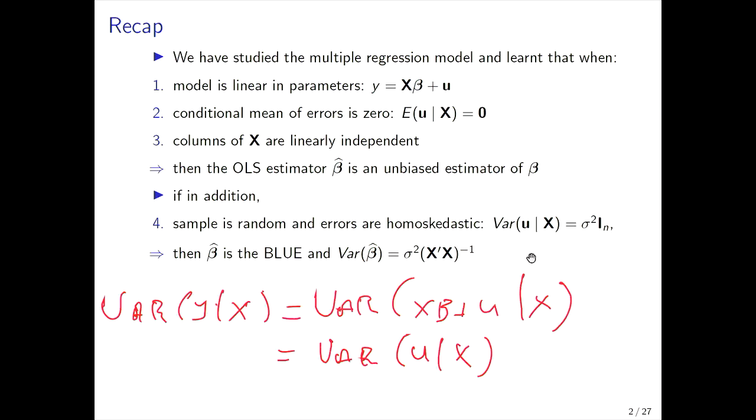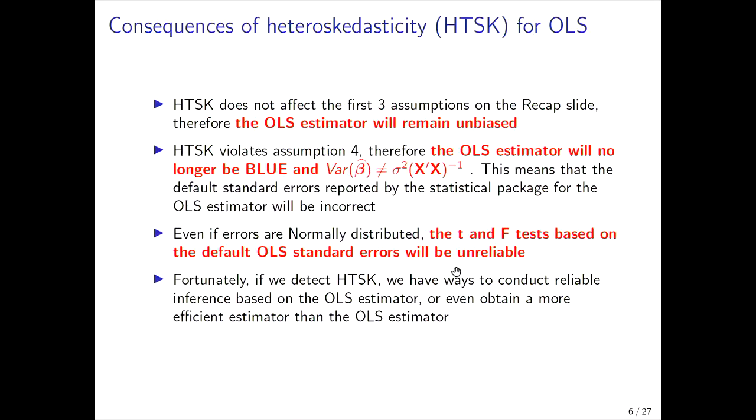Well, this is really the most serious consequence of heteroskedasticity. Because the variance of beta hat is no longer equal to sigma squared (X prime X) inverse, the usual OLS standard errors reported by statistical packages like eViews will no longer be correct. Those OLS standard errors have been derived under the assumption that the errors are homoskedastic. And if we have heteroskedasticity, that means that those OLS standard errors are no longer valid.